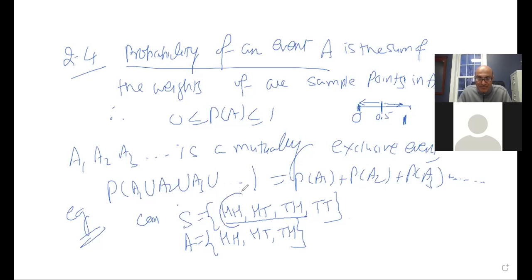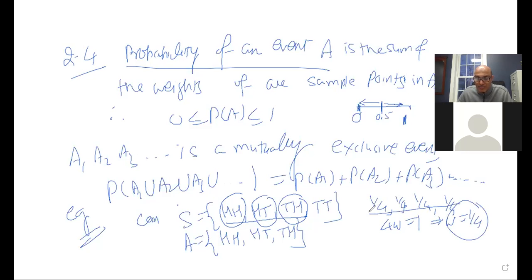Now the probability of getting two heads, out of these four, is 1/4. The probability of getting one head and one tail is also 1/4. The probability of getting one tail and one head is also 1/4. The probability of getting both tails is also 1/4. That's why I told you that we assign a probability of W to each sample point, so 4W is equal to the total probability, which is 1. This implies that W is equal to 1/4. So for each of these sample points, our probability is this one, this one, this one, or this one, with respect to the first, second, third, and fourth.